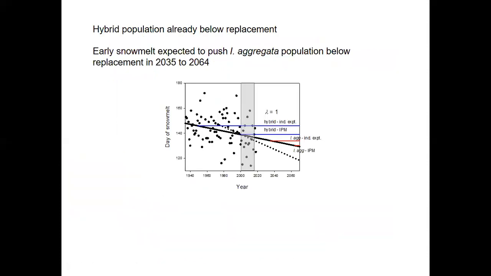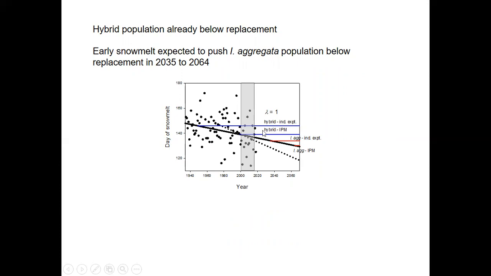So we can use that information to show that the hybrid population is already below replacement and that early snowmelt is expected to push the Ipomopsis aggregata population below replacement in a few decades. And the way that we've done that is to look at how the day of snowmelt in the spring is changing across years. So this black line here is a regression for that.